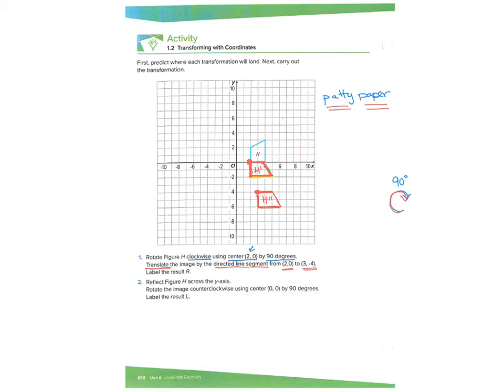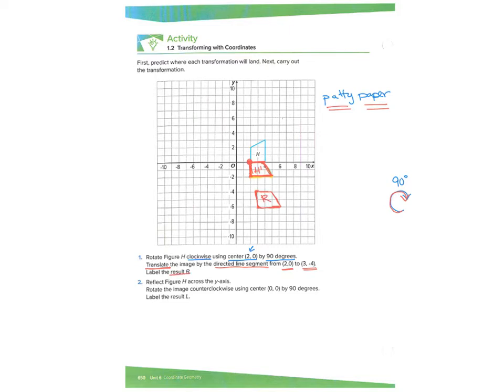Oh, it says to label the result R. So let me erase that real quick and label my result R. So redraw it in. And this is my result R.